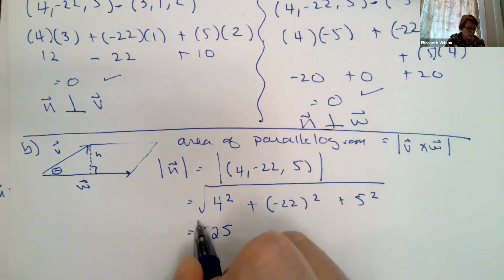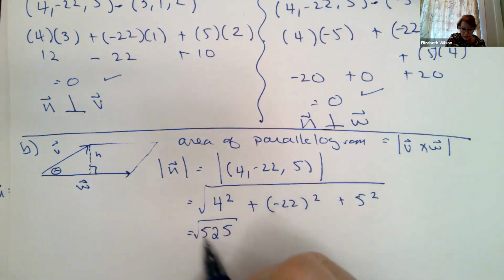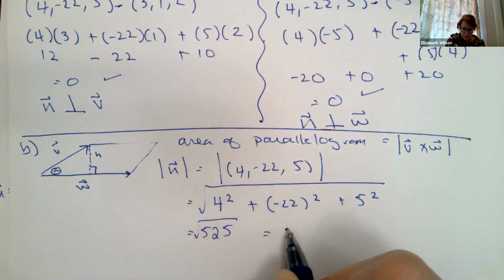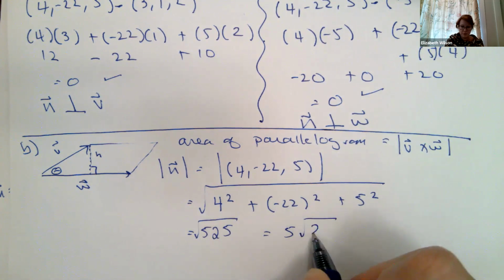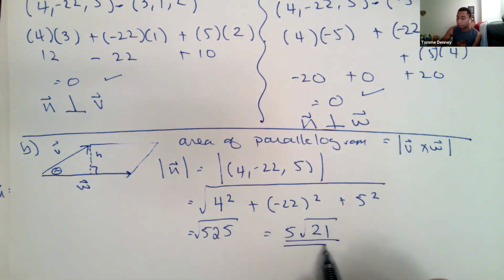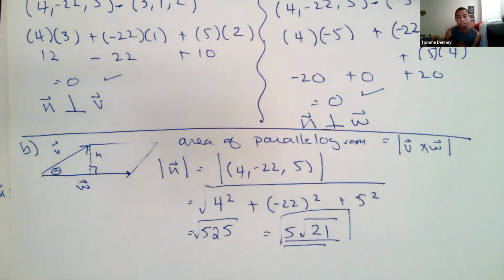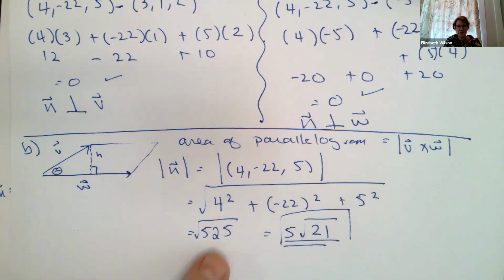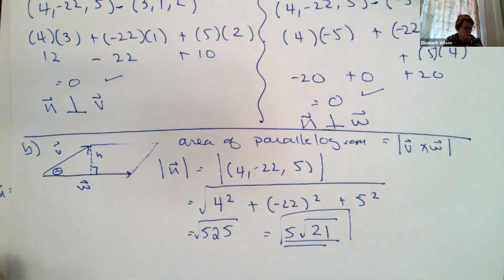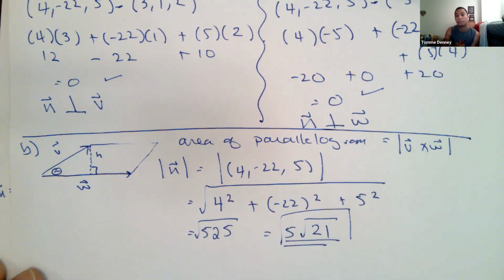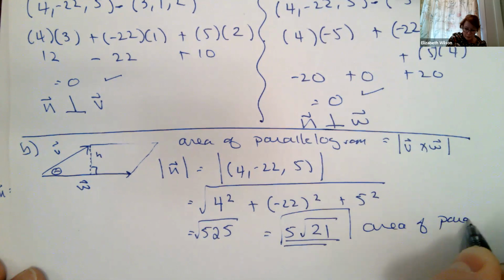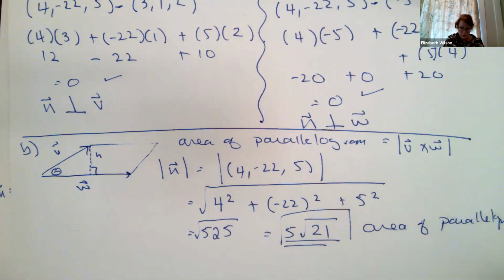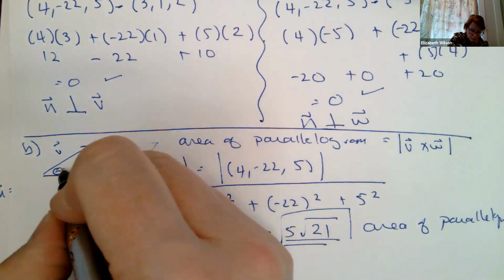525 inside of a radical, which you can leave like this, or you can recognize that it's 25 times 21. I can take out the 25 from my radical. You leave it in terms of radicals. If you don't know how to simplify, just leave it like that. It's fine. Okay. So this is the area of the parallelogram. So that's this whole thing.